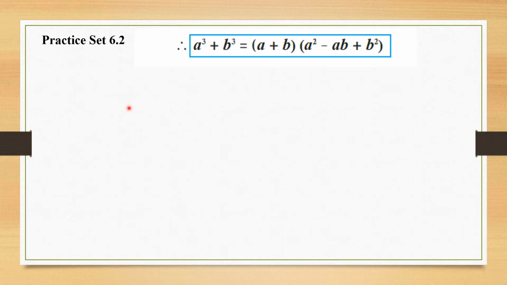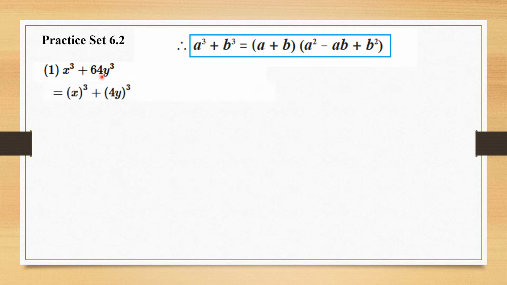We'll start with our exercise sum, practice set 6.2, the first sum. Now in this exercise, we'll be using the formula a cube plus b cube is equal to a plus b into a square minus ab plus b square. So the first sum is x cube plus 64y cube.